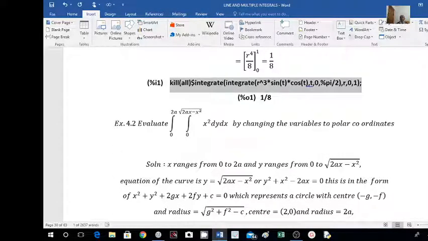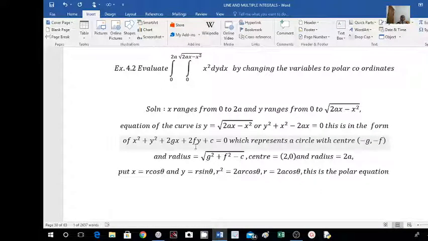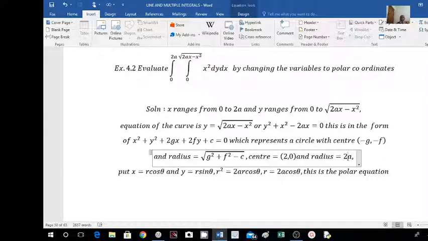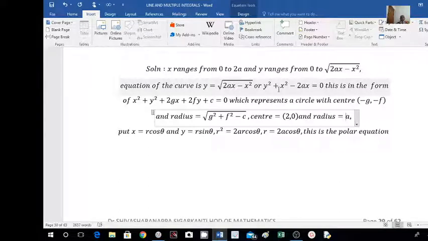So the radius is equal to a. Now, the circle is x square plus y square plus 2gx, with g equal to minus a, and g square is equal to a square, so the radius is a.